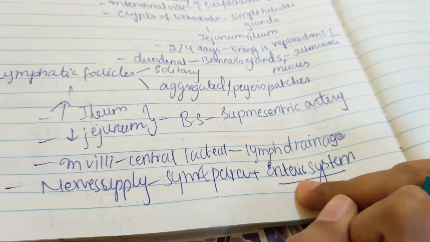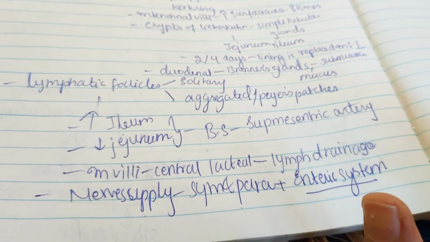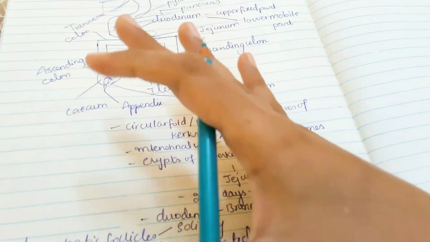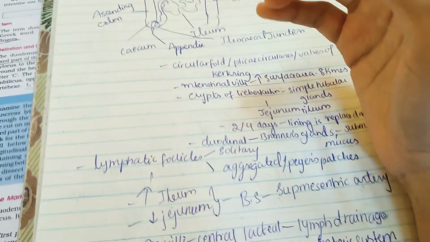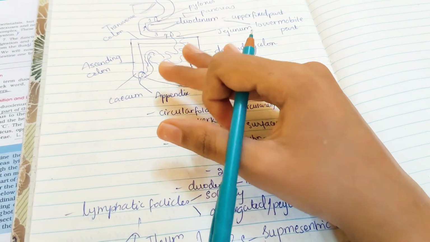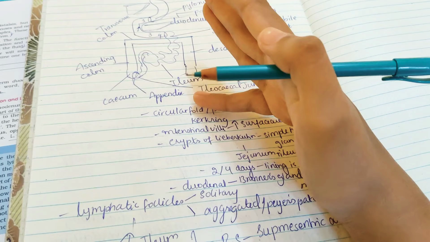So we already discussed this in physiology, right? This is like an introduction. We have completed the complete introduction to the small intestine, right? We discussed the duodenum, jejunum, and ileum. These are the three components of the small intestine.